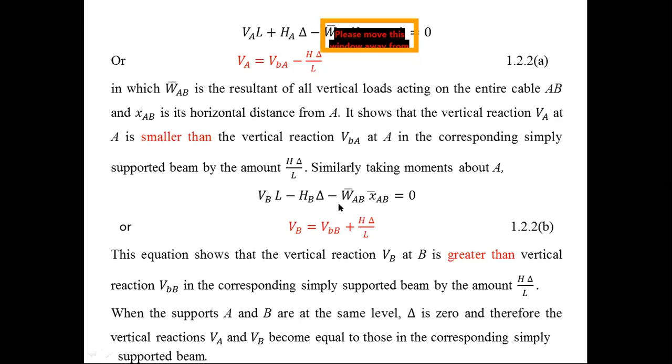However, when the supports are at the same level, there is a definite maximum tension in the cable at A, when the resultant of the non-uniform load over the entire span is located left of mid-span. If the resultant of the non-uniform load is located right of mid-span, then VB is greater. VB is more. Do you understand, students? Yes, sir.